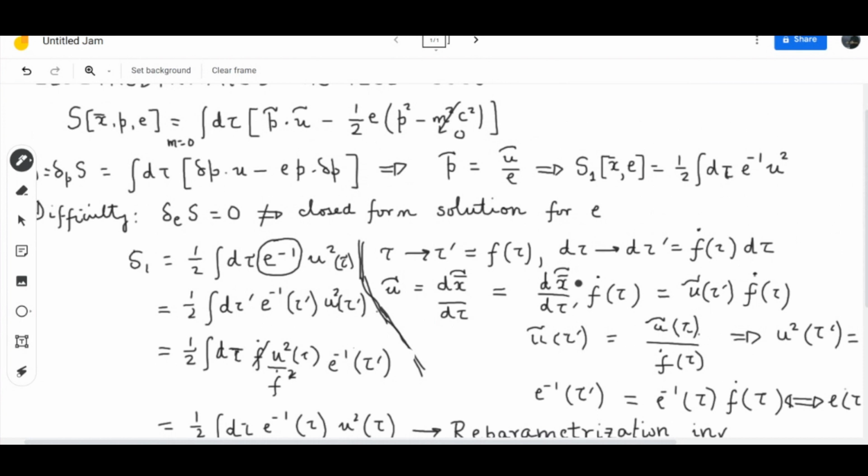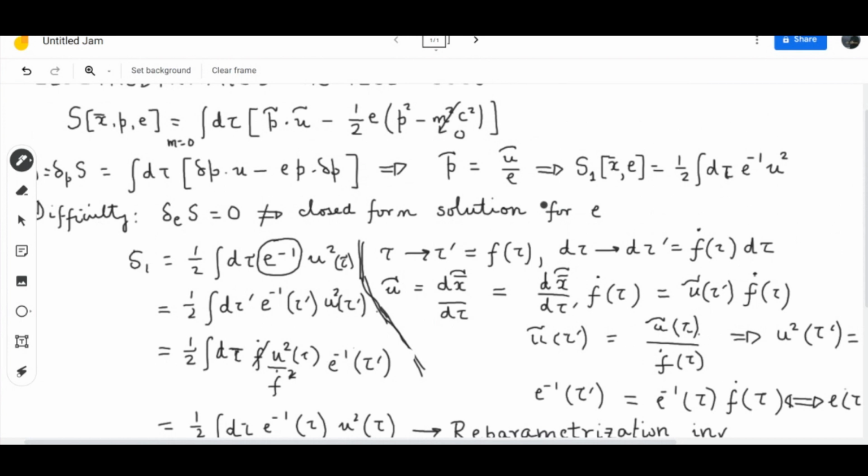So the idea was that I know one way of getting the standard action from here when there's a mass. But when there is no mass, what do I do? And that is the question. So the difficulty is you can't form a solution for E, and because you can't form a solution for E, you can't get a standard form of the action, which only involves the coordinate.